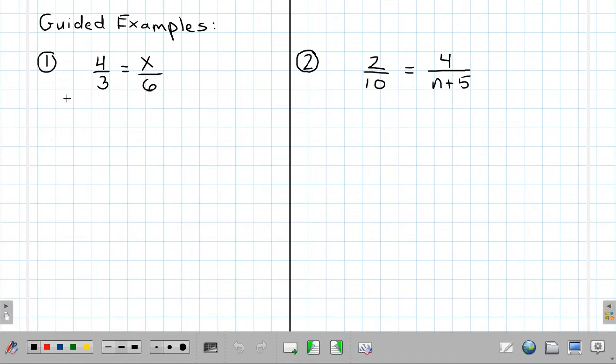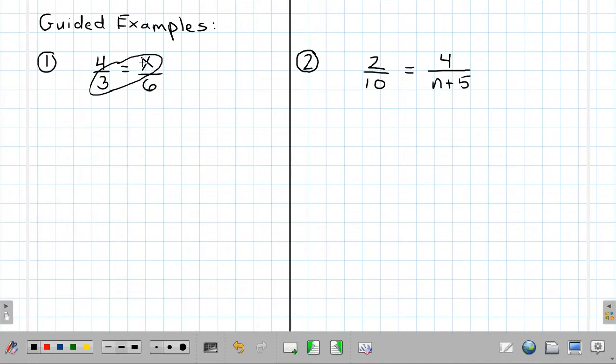Number 1, guided example. We're going to work these out for you. So what do I mean by cross multiplication? Here we have 4/3, or 4 divided by 3, is equal to x divided by 6. So 4/3 is equal to x sixths, if you want to think of it that way. What we have here is a ratio equal to another ratio. So how do we solve this? Once again, the first step is cross multiply. And to cross multiply, you multiply the opposite numerators and denominators.